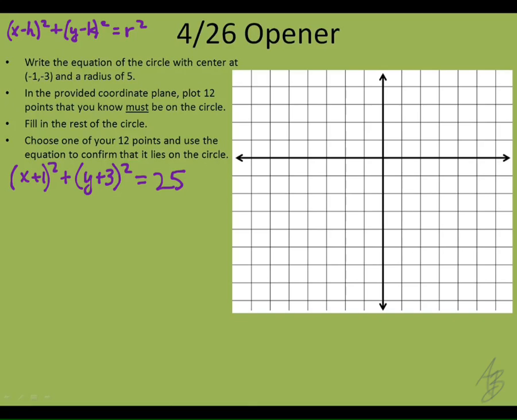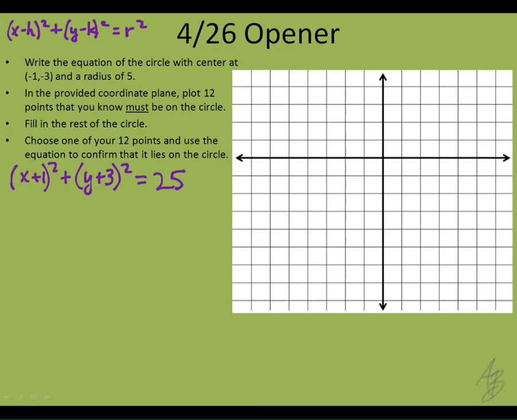So if we were to draw a circle that's centered at -1, -3, and has a radius of 5, this equation right here would describe all of those points on that circle. So we could put in a number for x, figure out what y is, and the point that we get out of that would be a point that's on the circle. And in fact, we could get any point that's on the circle that way.